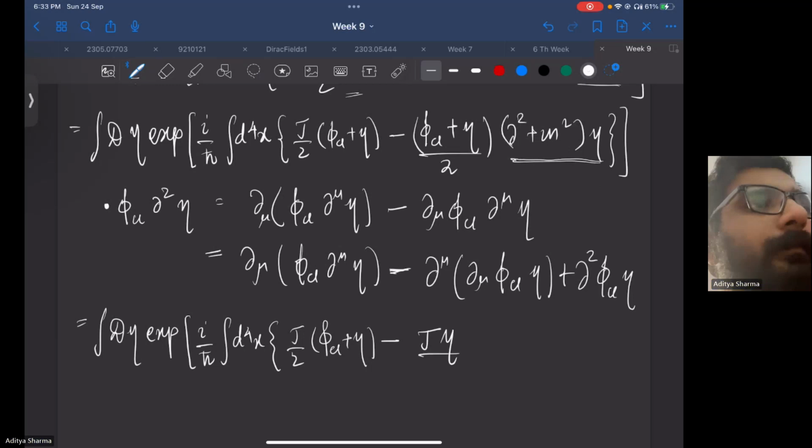Okay. Eta by 2, plus, that is minus eta (del square plus m square).